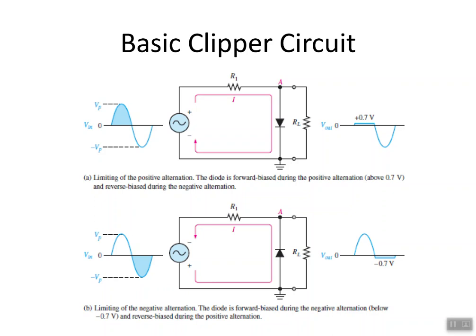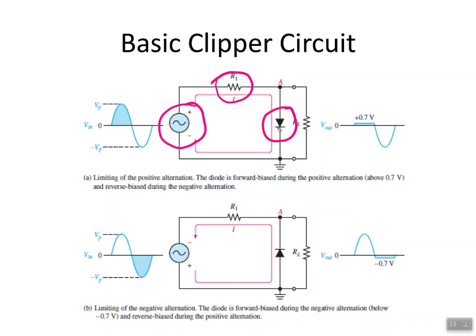Hi everyone. This video is talking about clipper circuits, and so there's two circuits on the screen. They're different, and let's take a look at the top circuit and see what are the components of this circuit. We have an AC power source, we have a resistor, we have a regular diode.